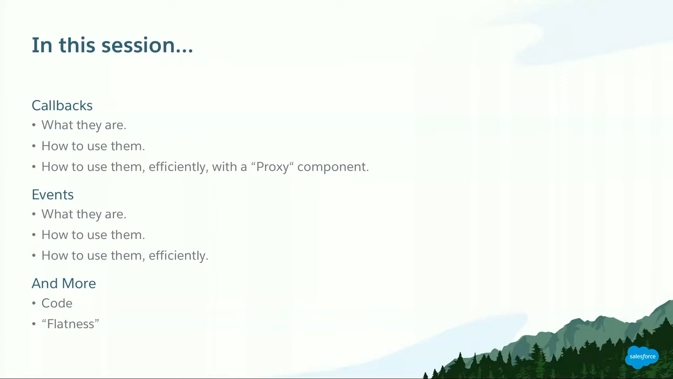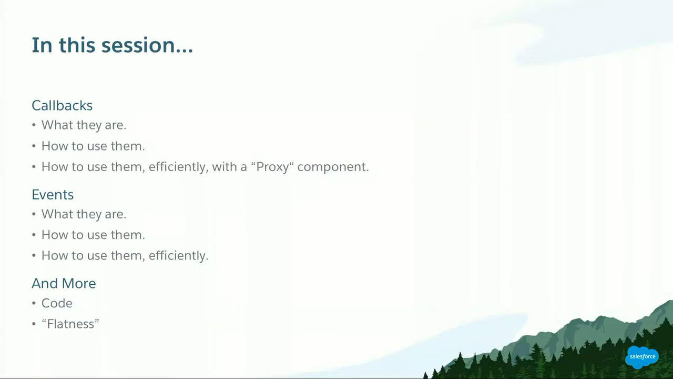So through this session, we'll talk about callbacks, what they are, how to use them a little bit more efficiently with what I'm going to call a proxy component, by connecting your Apex and your Lightning code and never having to write that connection code again. We'll talk about events, what they are, how to use them. And we'll look at a lot of code through the whole session.